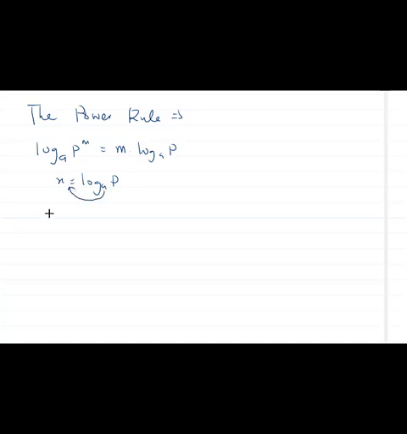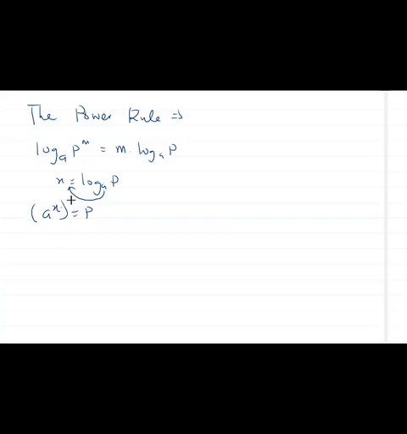The next rule we have is the power rule. Given log base a of p to the exponent m, it can be expressed as m multiplying log base a of p. Let's prove this. So let's represent x with a log, which is x equals log base a of p. Let's change this into exponential form. So we have a to the exponent x will give us p.